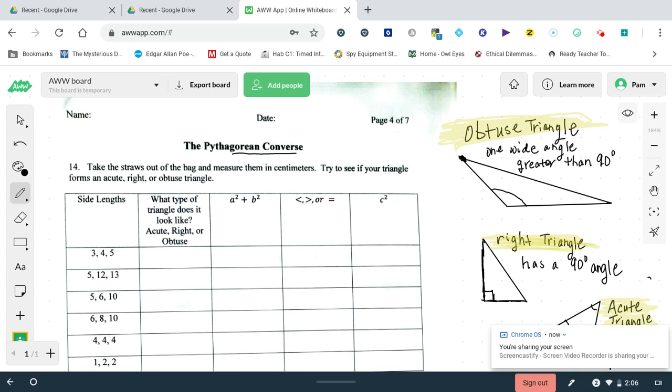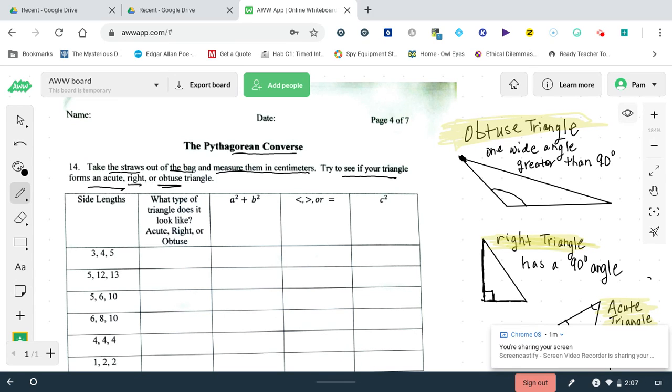All right, so if we were in class, we would actually have straws that I had cut up for you. That's why it says take the straws out of the bag and measure them in centimeters. But we're not in school, so you're not able to physically do it. So when you see a measurement in the table, I'm going to tell you what kind of triangle it's going to form, because if you continue to read the directions, after you measure the straws, you're supposed to see if your triangle forms an acute triangle, a right triangle, or an obtuse triangle. And I have what they are over here.